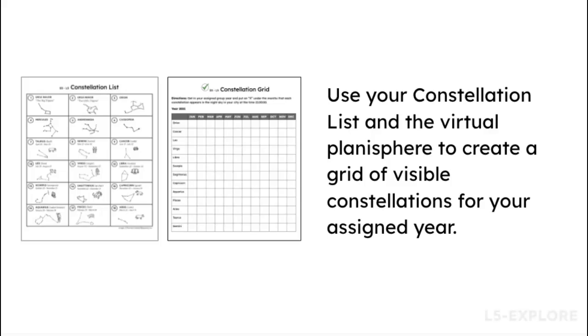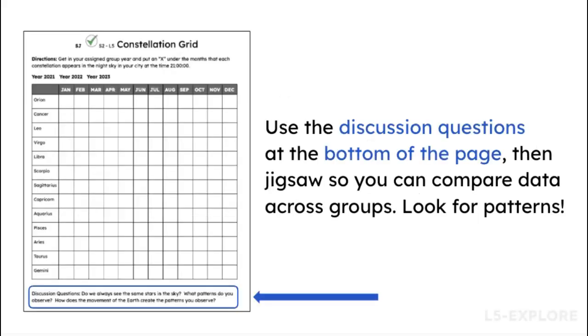You'll place students into groups and assign them a year. You'll have students use their constellation list, student journal page, and the virtual planisphere to create a grid of the visible constellations for each month of the year at a particular time on the Constellations Grid student journal page. After students have created their grid, you'll refer them to the discussion questions at the bottom of the page. Next, you'll jigsaw students so they can compare data across years to look for patterns.